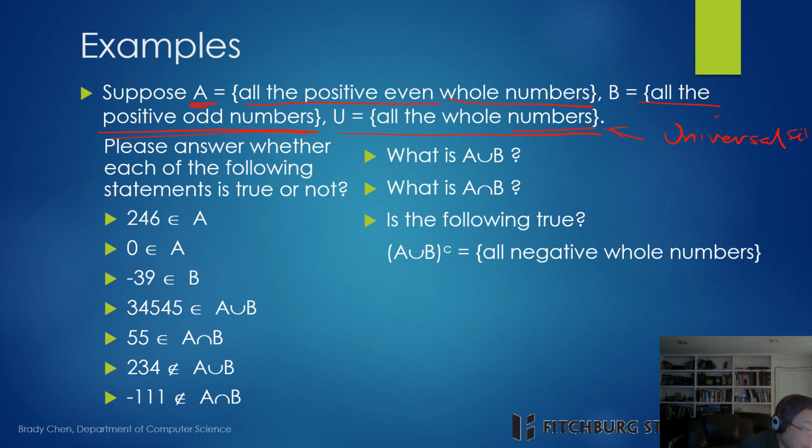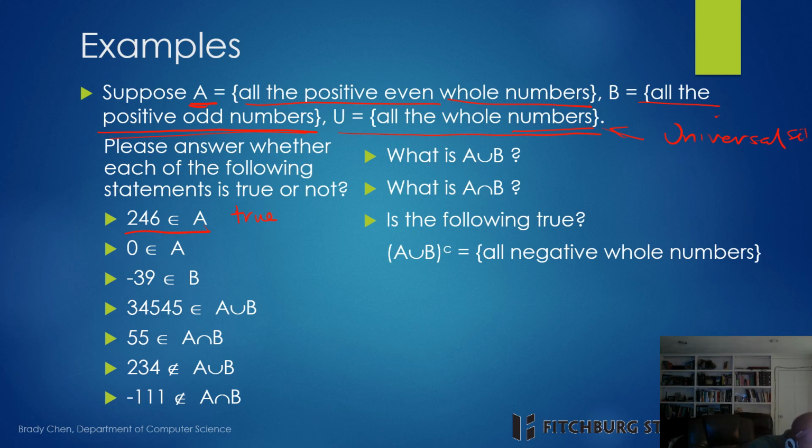Now please answer whether each of the following statements is true or not. 246 belongs to A. Is that true or not? Let's take a look at the definition of A. A is all the positive even whole numbers. Is 246 a positive even whole number? Yes, it is positive, and it's an even number. So the answer is true.